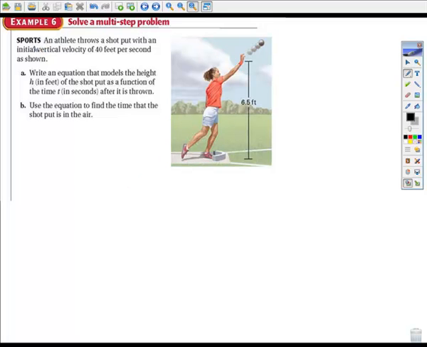All right. Of course, we're going to have the story problems. This is an athlete throws a shot put with an initial vertical velocity 40 feet per second is shown. Write an equation that models the height in feet of the shot put as a function of the time in seconds after it's thrown. So we know the height is negative 16t squared plus the initial velocity is 40 feet per second, so 40t, plus they're showing us that she releases it when the ball is 6.5 feet off the ground.